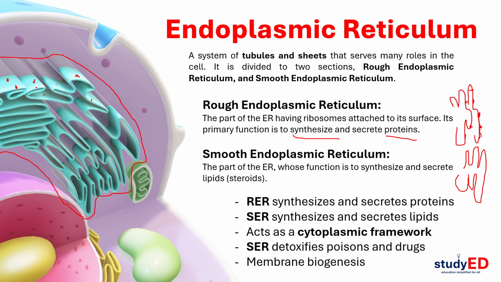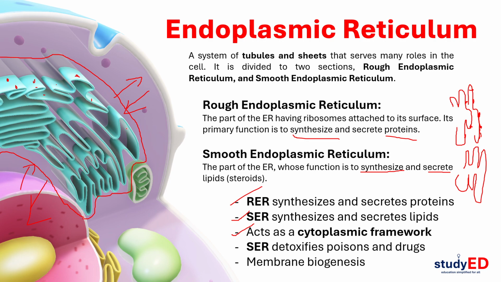Other than that, what are the secondary functions of the ER? As we saw, the RER synthesizes and secretes proteins, and the SER synthesizes and secretes lipids. The ER also acts as a cytoplasmic framework. Very important: the transport of substances out of the nucleus into the cytoplasm, and from the cytoplasm into the nucleus, is controlled through the endoplasmic reticulum. So this is what is meant by cytoplasmic framework.